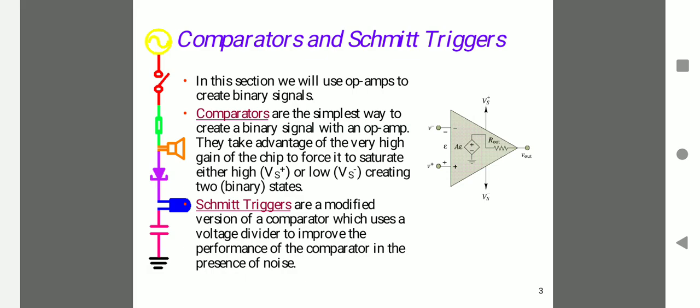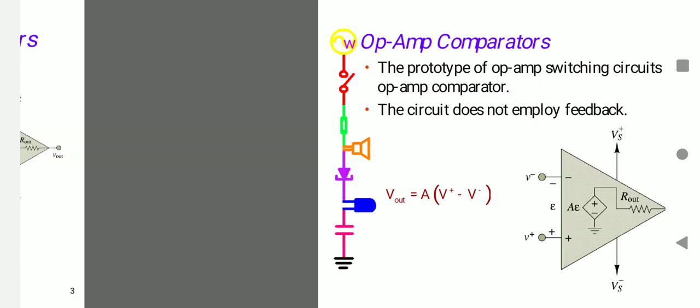Here comparators are the simplest way to create a binary signal with an op-amp, taking advantage of the chip's high gain to force it to saturate either high or low, creating two binary states. The Schmitt trigger is a modified version of the comparator, which uses a voltage divider to improve the performance of the comparator in the presence of noise.